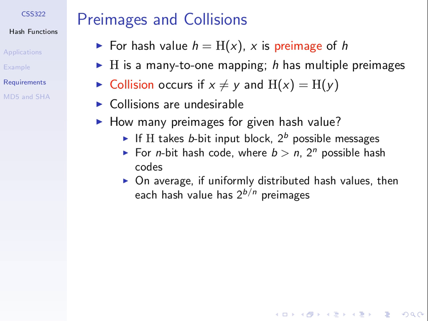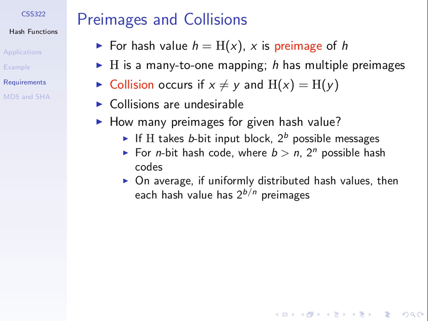H, the hash function, is a many-to-one mapping. That's what we see here. Many pre-images, many values of m or x, map to the same hash value, the same hash. So the hash function maps many input messages to the one output hash code, hash value. That is, H has multiple pre-images.